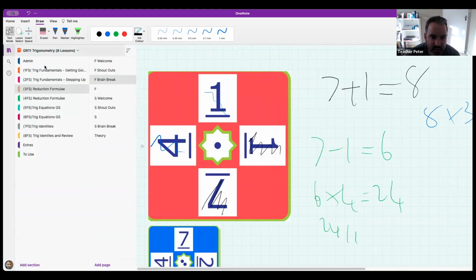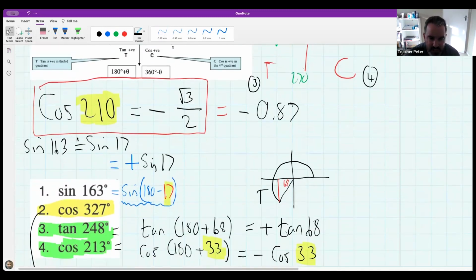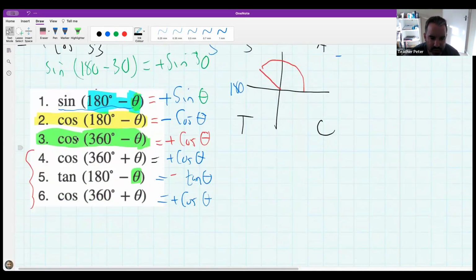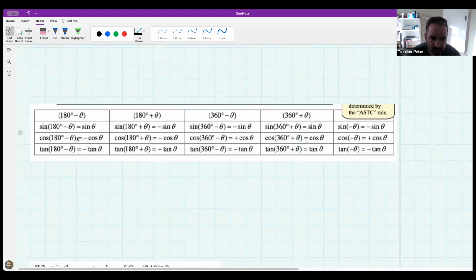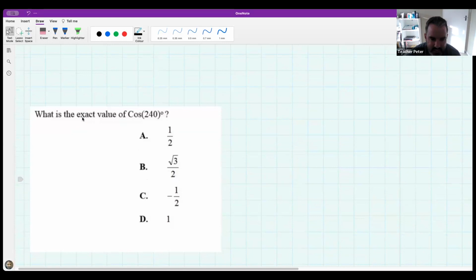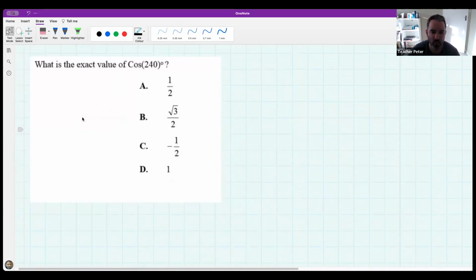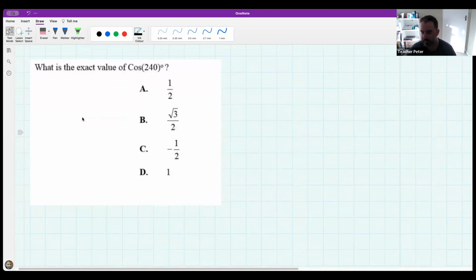Okay, let's go back to our lesson. So we were dealing with the reduction formula. We were dealing with special triangles, and we won't worry about that too much. But let's see how we can deal with this. I want some class participation here. This is a multiple choice question.